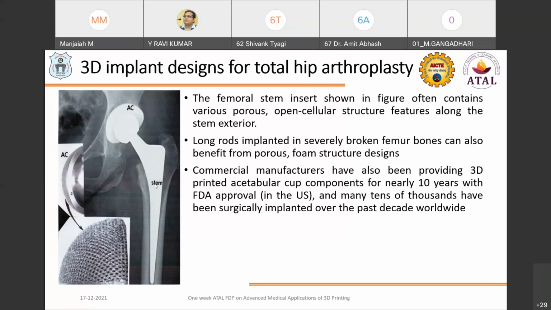Commercial manufacturers have also been providing 3D printed acetabular cup components for nearly over 10 years with FDA approval. These kinds of implants give a lifespan of 10 years for particular patients, and are already FDA approved in the US. Tens of thousands have been surgically implanted over the past decades worldwide with respect to these arthroplasty hip implants.